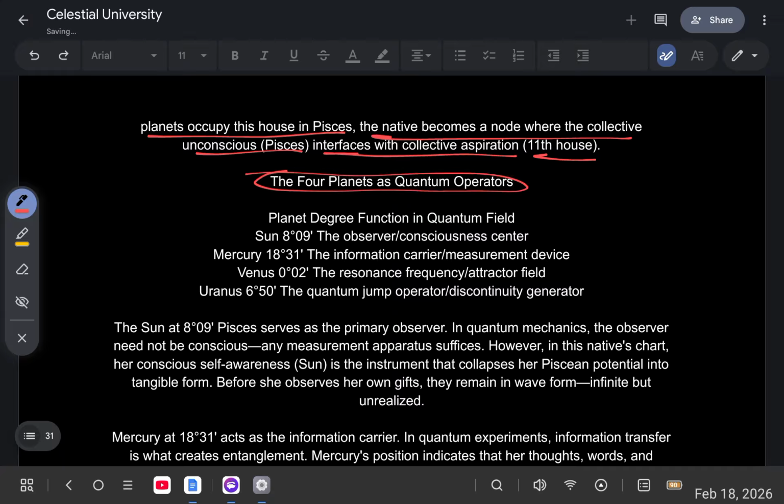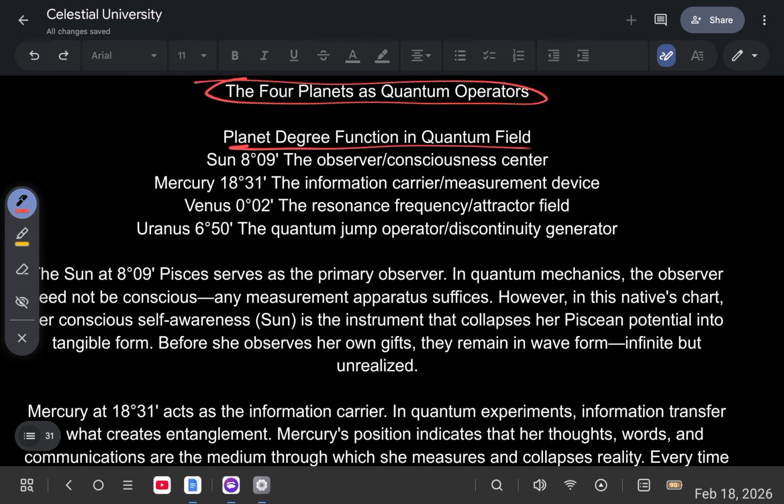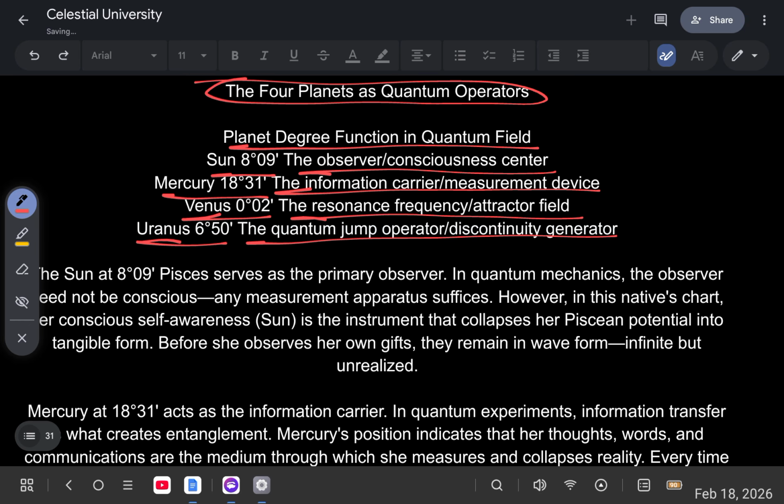The 4 planets as quantum operators. So we look at our planet degree function in the quantum field. We know that Sun's at 8 degrees 09, the observer consciousness center. Mercury's at 18 degrees 31, the information carrier measurement device. Venus at 0 degrees 02, the resonance frequency attractor field. And Uranus at 6 degrees 50, the quantum jump operator discontinuity generator.